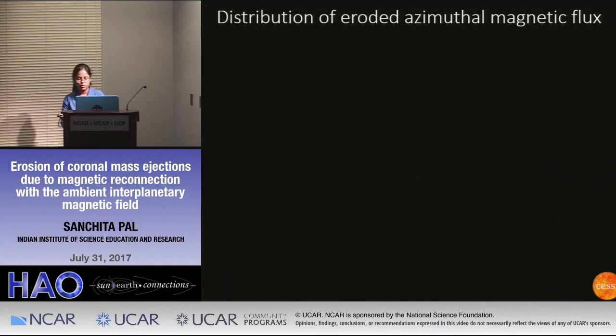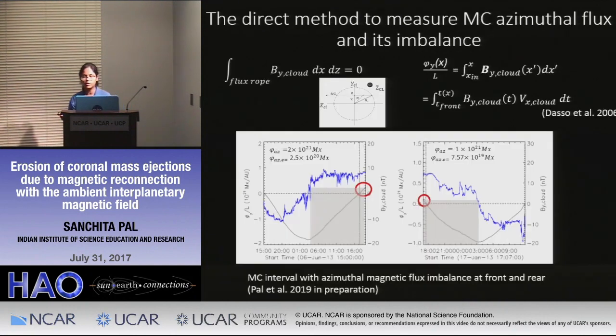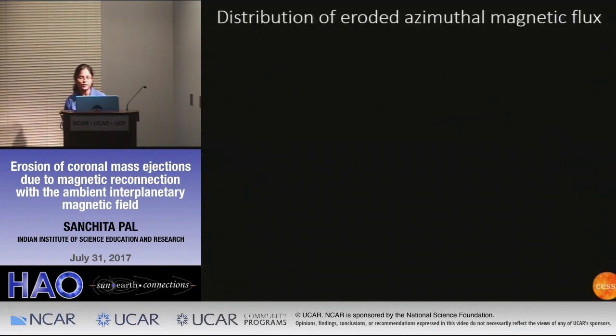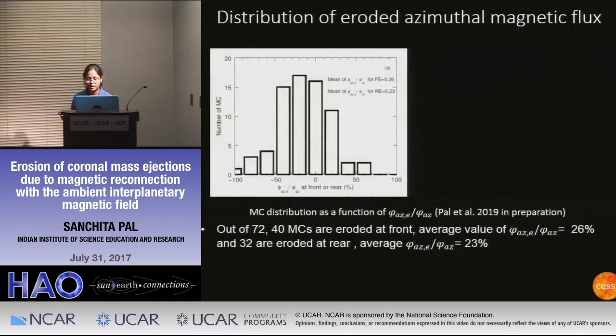So we have applied this to the 72 events which we have found, and finally we will show you the results. First I will show the distribution of this eroded azimuthal flux. For this analysis we have considered the normalized eroded flux, not the actual eroded flux. The normalized eroded flux is the eroded flux over the total azimuthal flux. You can see the distribution of this flux in this plot.